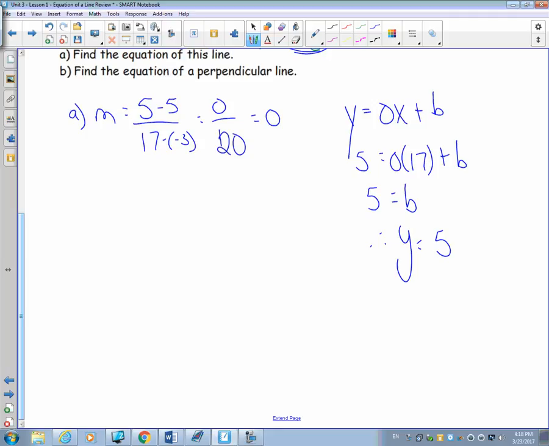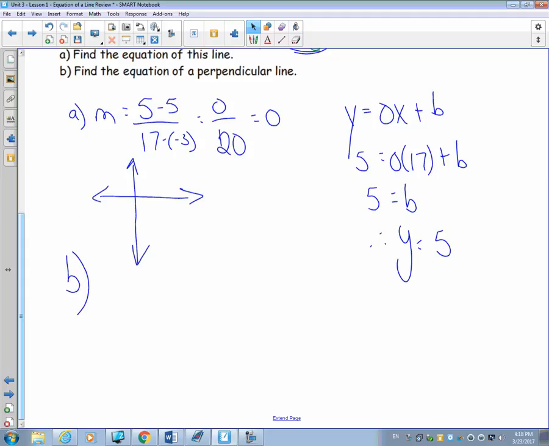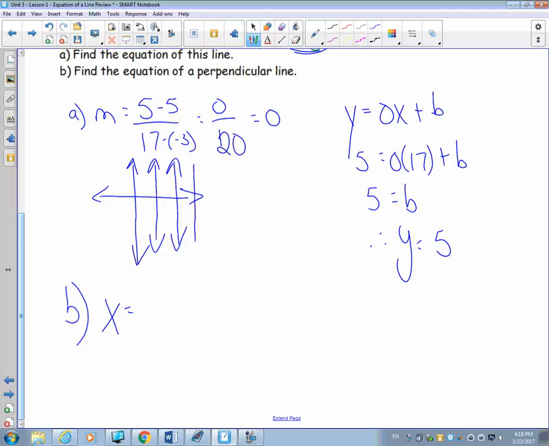Okay, last part, find a perpendicular line to this. Well, the thing you have to think about here is that part A is a horizontal line. So a perpendicular one would have to be a vertical line. What's the equation of a vertical line? X equals, right? What number does it equal? Well, in this case, it's your choice because you can pick any vertical line you want to because they're all perpendicular to that horizontal one. So for random, let's pick 3. As I said, you can pick any number you want to.